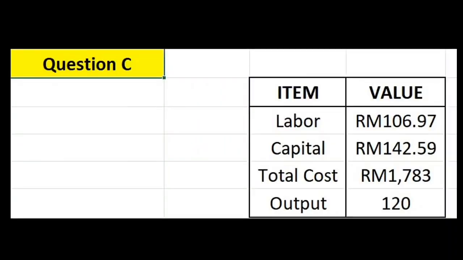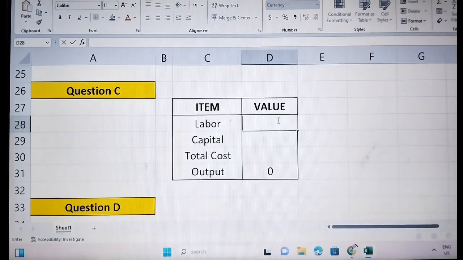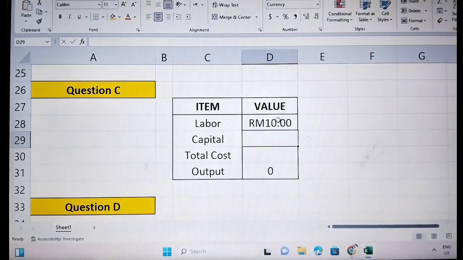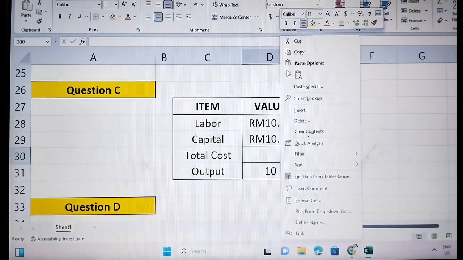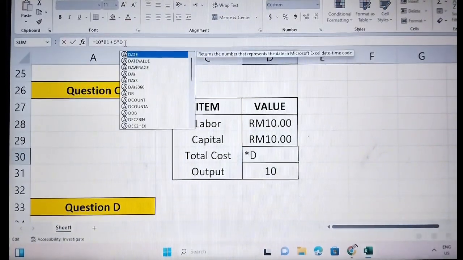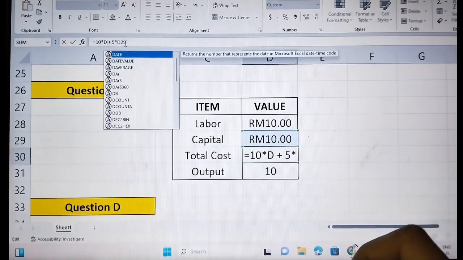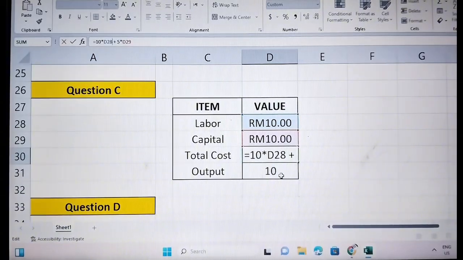For question C, we use Microsoft Excel solver to find the optimal combination of labor L and capital K that minimize cost while producing 120 units of output. First, we enter labor L and capital K in cells C28 and C29 with initial values such as 10 and 10. Next, we created the total cost function in cell C30 using the Excel formula, which is equal to 10 times D28 plus 5 times D29.